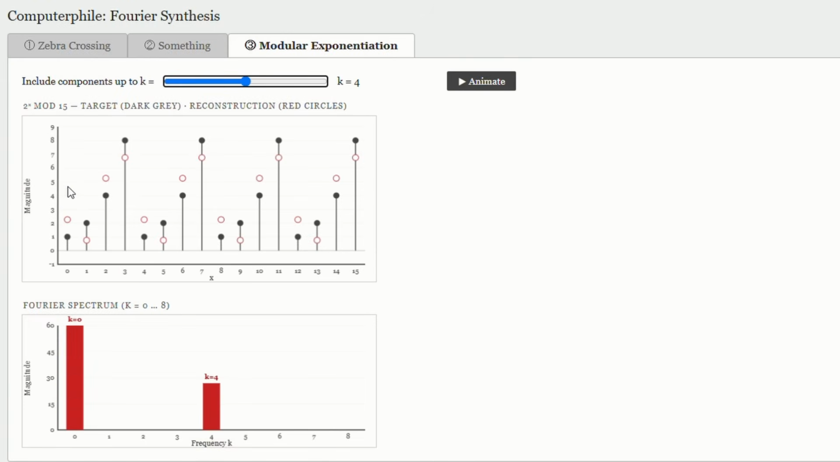If we add in more components, well, we find when we add k equal to 5, again, we don't need any of that. At k equal to 6, we don't need any of that. K equal to 7, we don't need any of that. But when we hit k equal to 8, look what happens to those red circles. They land on the points.